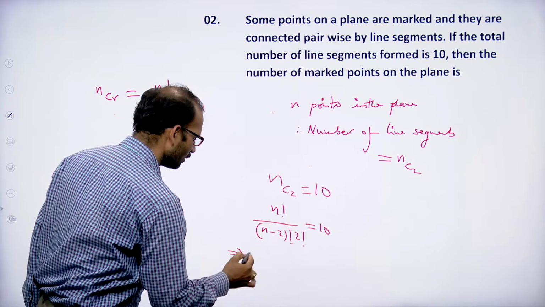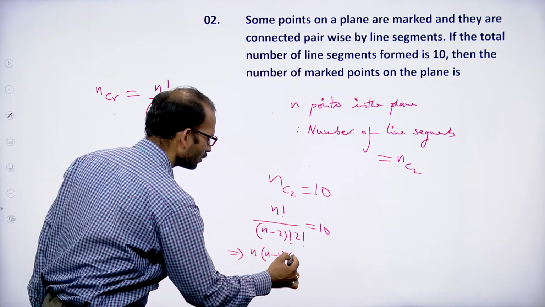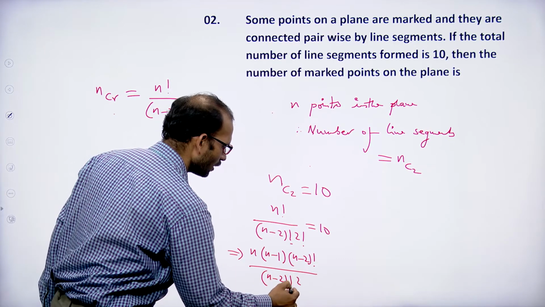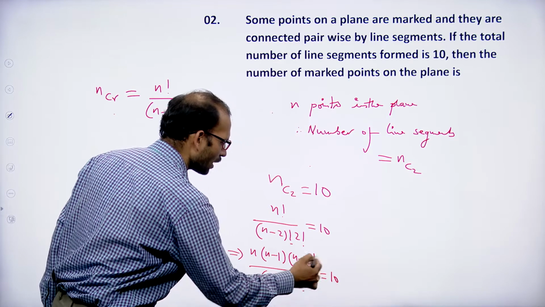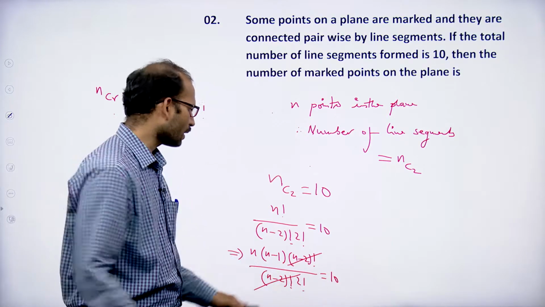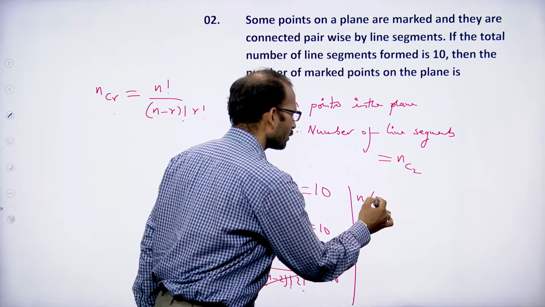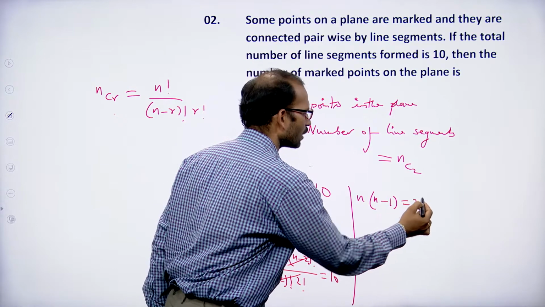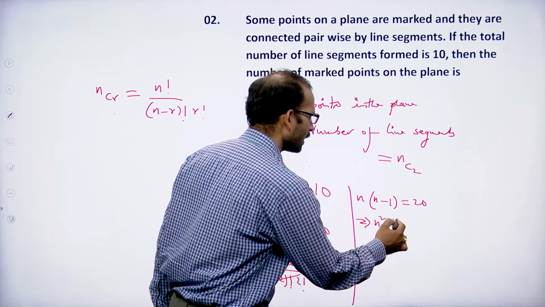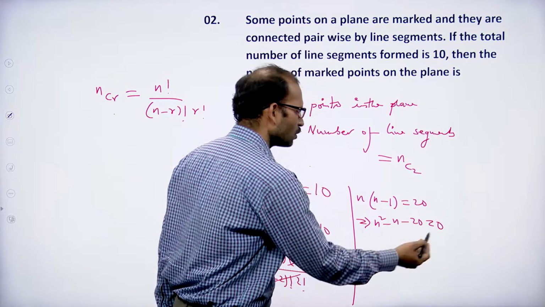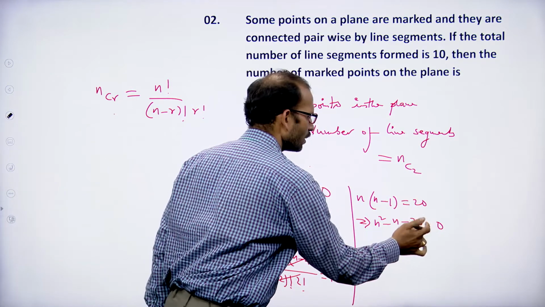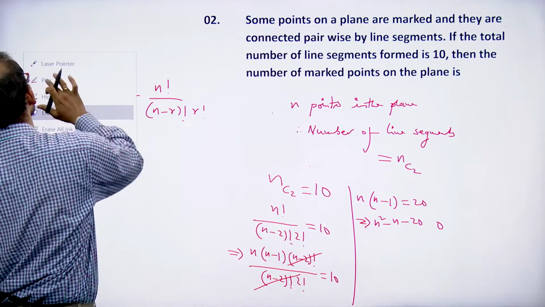So what is n factorial? n into (n minus 1) into (n minus 2) factorial by (n minus 2) factorial into 2 factorial, which equals 10. The (n minus 2) factorial gets cancelled. n into (n minus 1) by 2 equals 10, so 2 into 10 is 20. Therefore n into (n minus 1) equals 20. Further I can write this as n square minus n minus 20 equals 0. Is it not a quadratic equation? Yes, it is a quadratic equation.